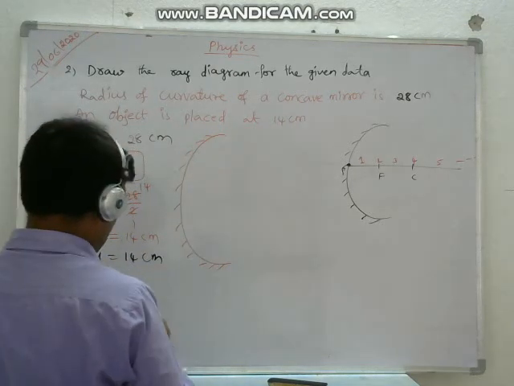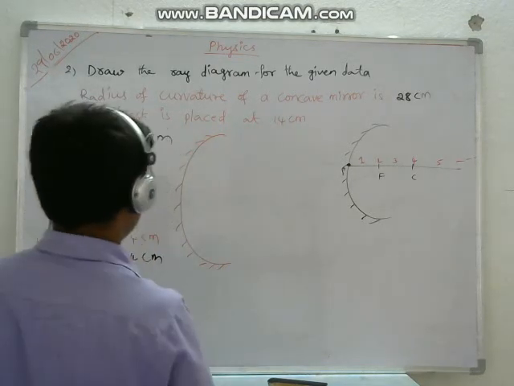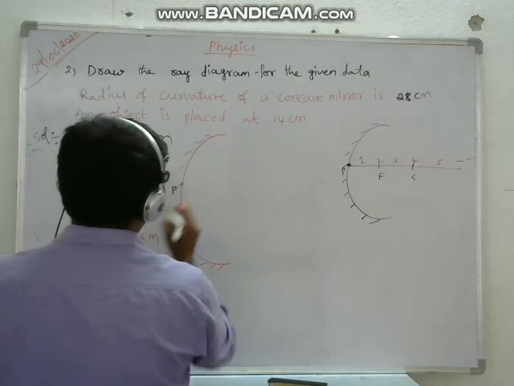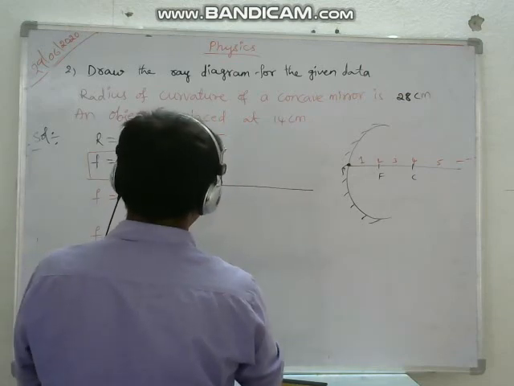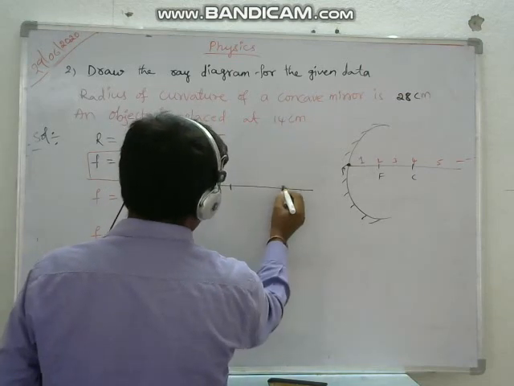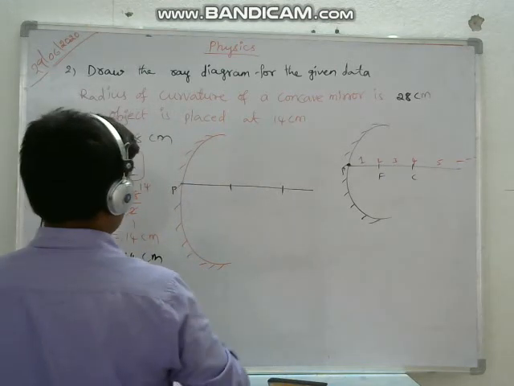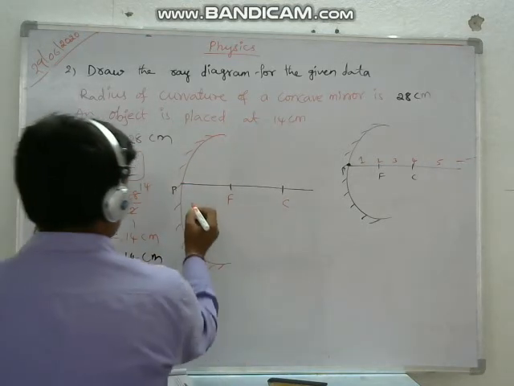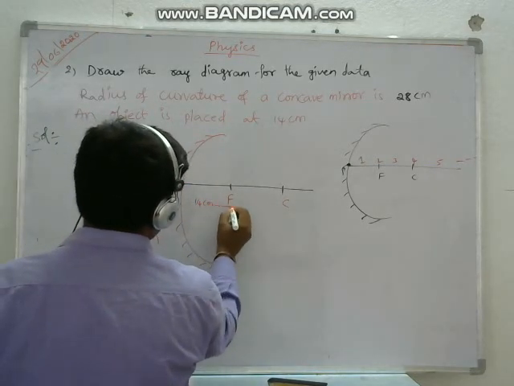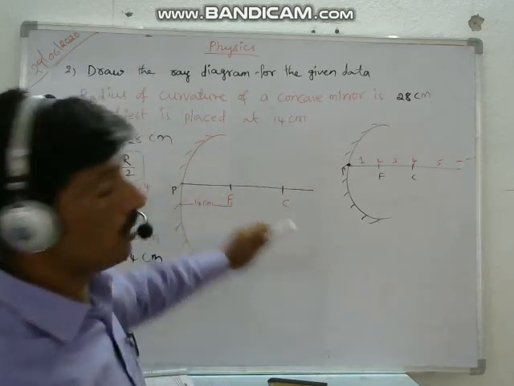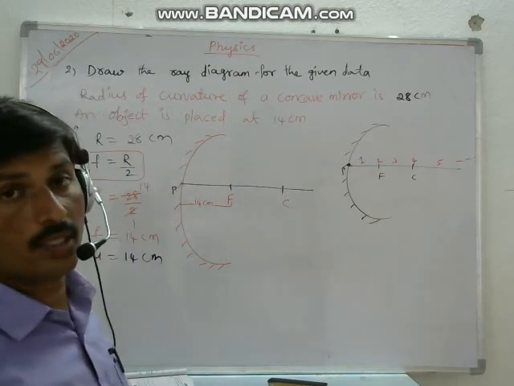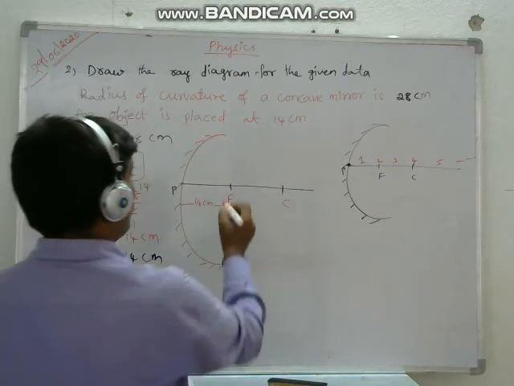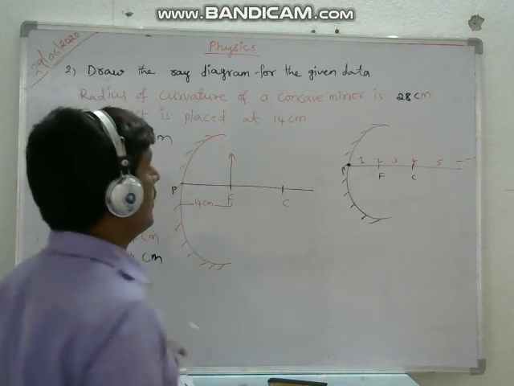Now I am going to draw the ray diagram by the given information without doing the solution. So here it is pole and principal axis, focus and center of curvature. As per the given data, we know the focal length, 14 centimeters. The distance between the pole and focus is called focal length. That is 14 centimeter. And the object distance is also 14 centimeter. That means the object is placed at a focus.